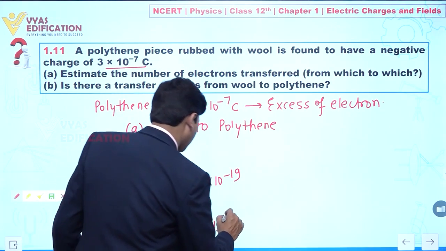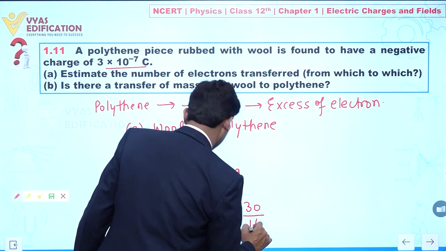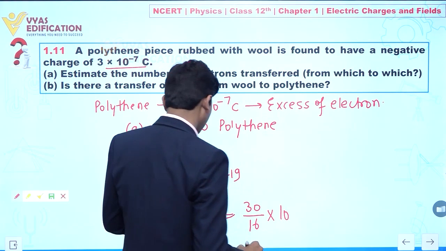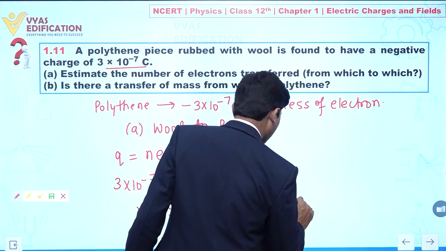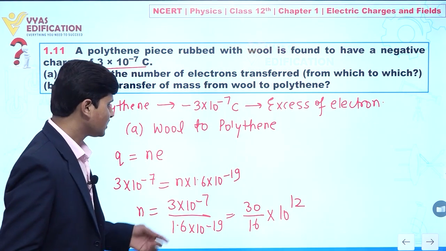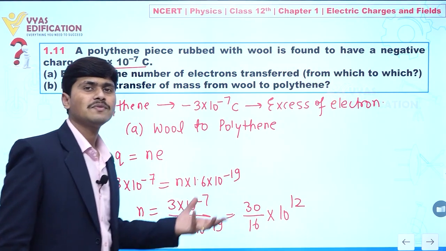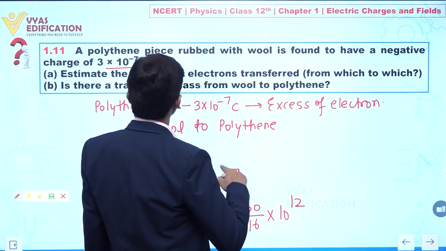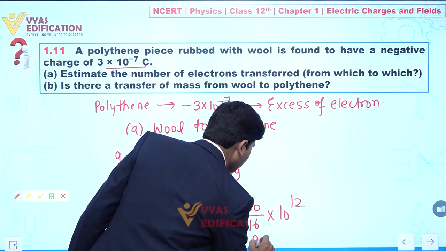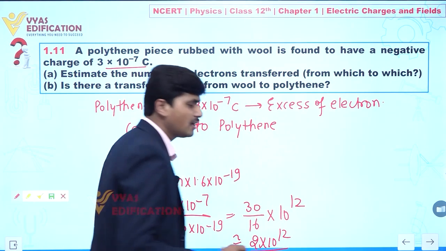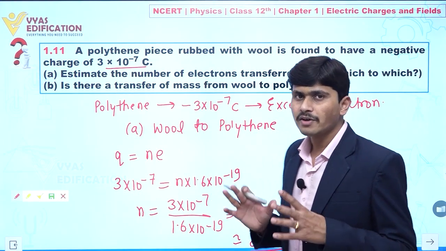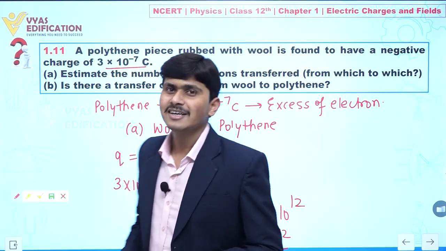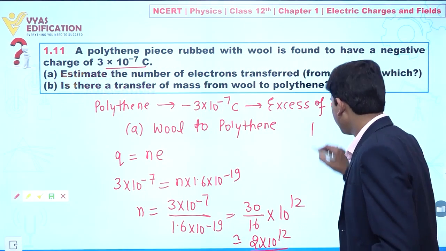So from here we can write 30 by 16, multiplied with 10 to the power 12. Because the number of charges transferred will not be a fraction, this is approximately equal to 2 into 10 to the power 12. It means 2 into 10 to the power 12 electrons are transferred from wool to polythene. Now what is our objective in the second part?